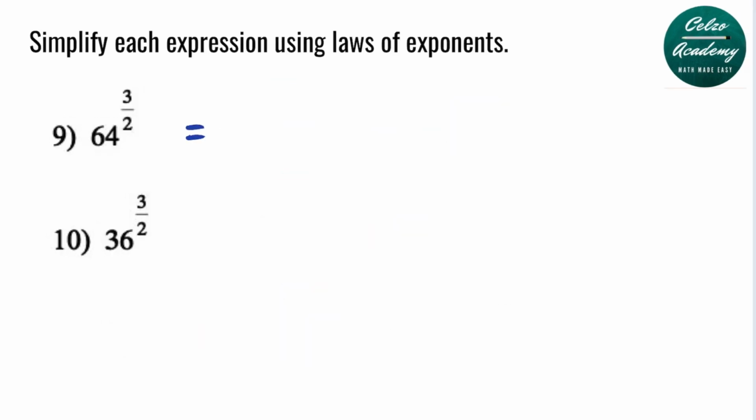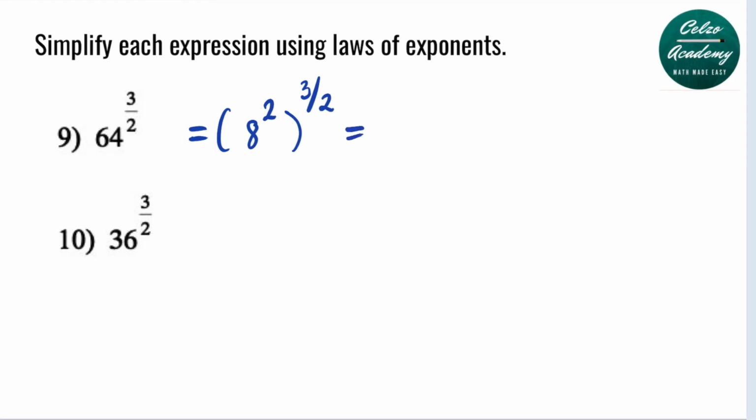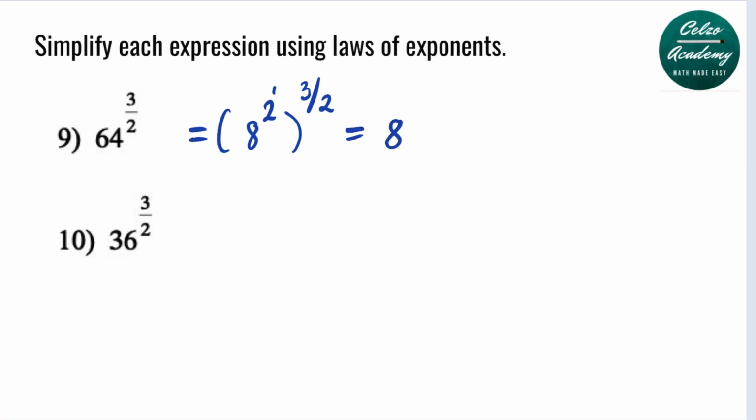Question 9. 64 to the power of 3 over 2. So step 1 is to rewrite 64 using a power of 2 or a multiple of 2. What can we use? We are using 8 squared. 8 squared is 64. Using the power rule, we keep base 8 and multiply 2 times 3 over 2. 2 times 3 is 6. 6 over 2 is 3. Simplifying this, 8 times 8 is 64. 64 times 8 is 512.